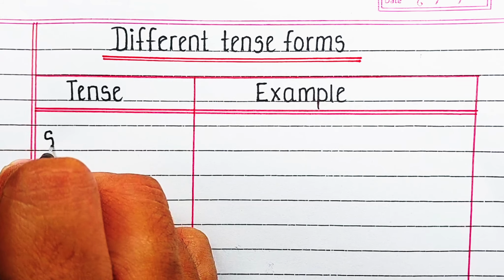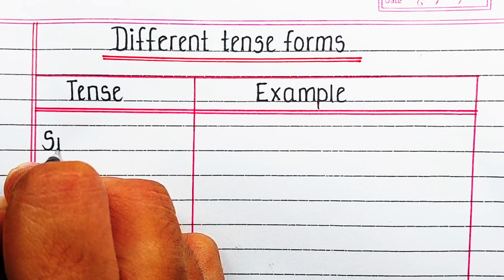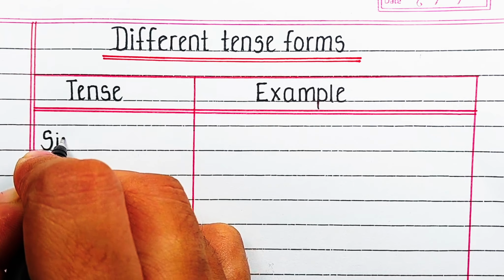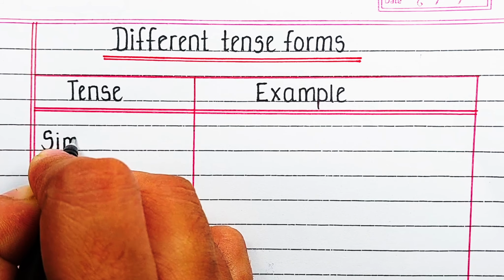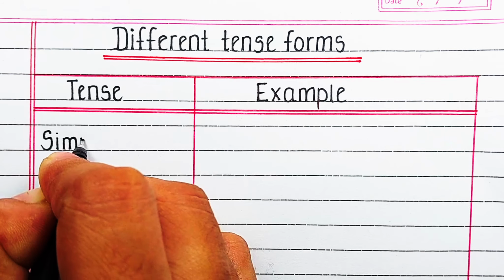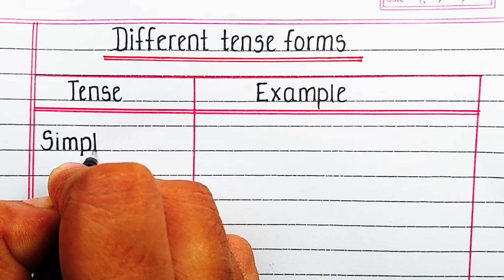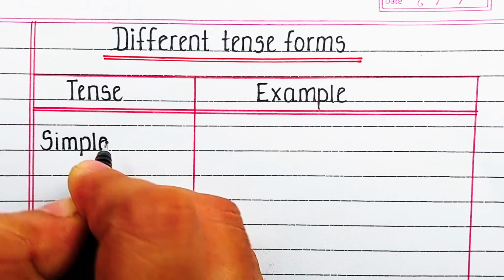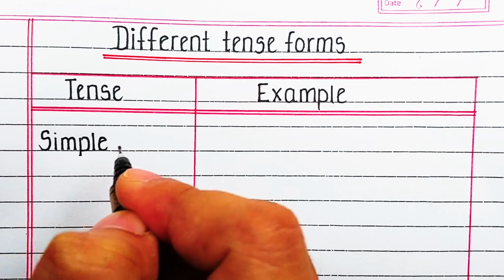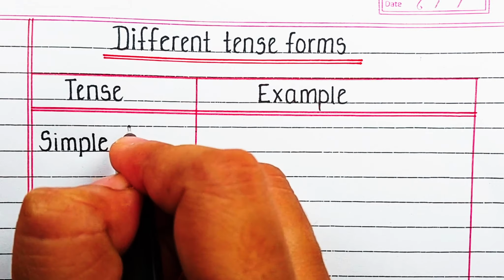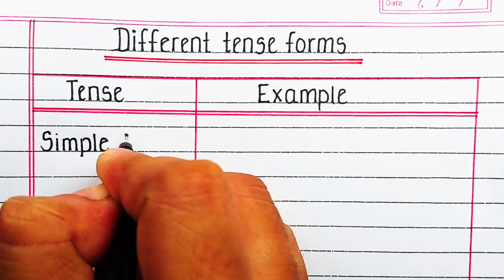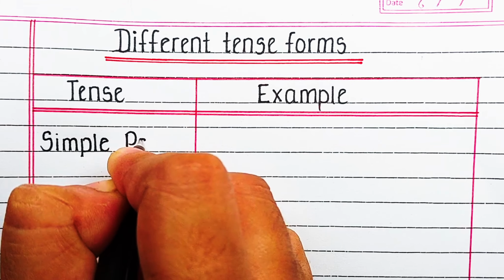In this video, we will learn and write different tense forms. We will understand each form with the help of examples. We will take a single statement, that is, she is reading a book, and we will write it in different tense forms. That will make it much easier for us to understand the structure and use.